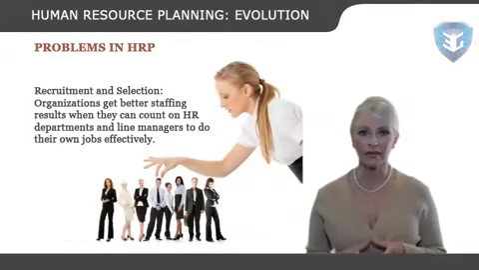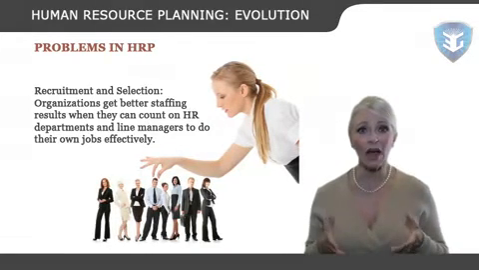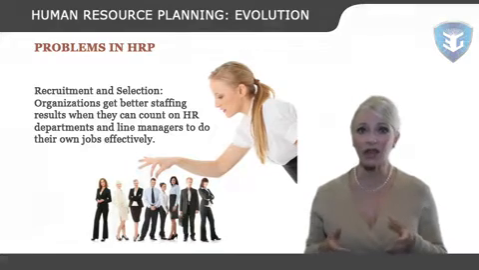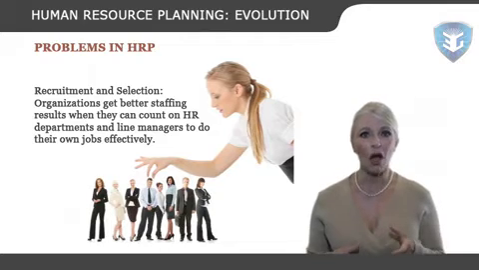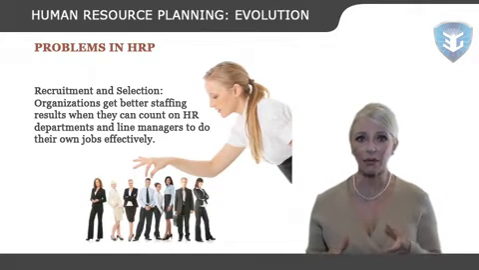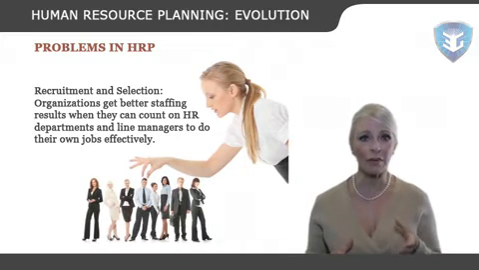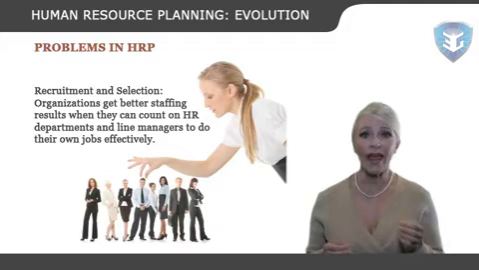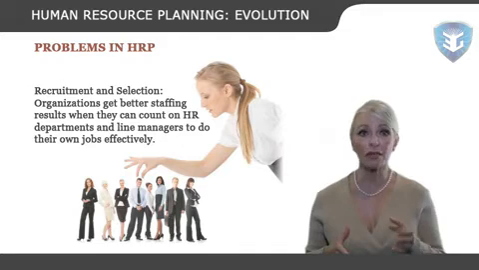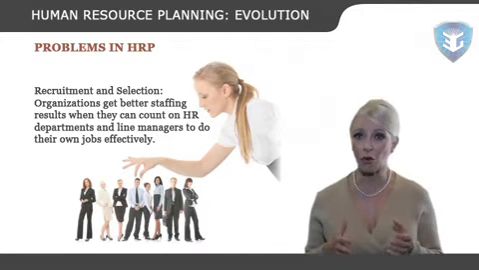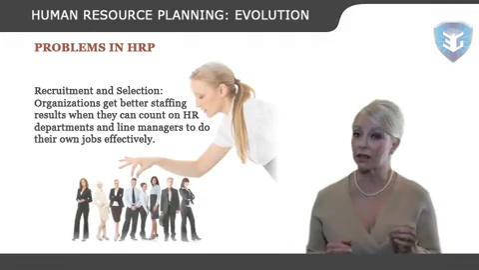Recruitment and selection. Organizations get better staffing results when they can count on HR departments and line managers to do their own jobs effectively. The HR department posts the steps in the hiring process, policies and procedures, and documents on the company intranet. Although HR personnel may consult about questions, line managers must be able to follow guidelines for recruitment and hiring without exposing the organization to liability.